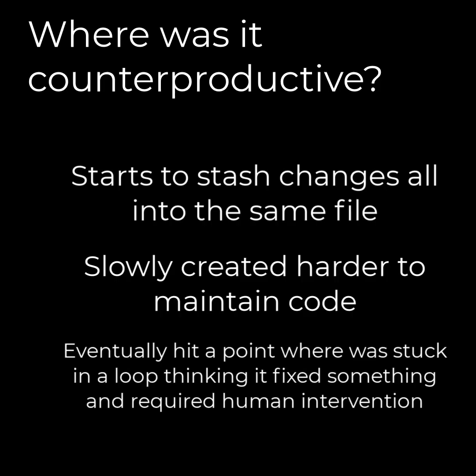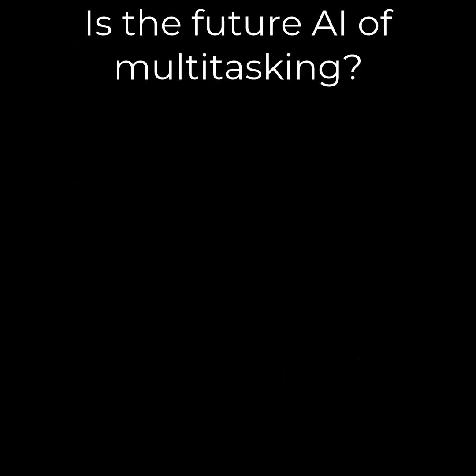Finally, it did get stuck in a point where it was in a loop and it just wasn't able to fix it without human intervention. In this case, I had to go through and help it better understand what it was doing, and it sort of helped to have it go and clean up its code to improve maintainability so that it would quit getting confused. All right, so is the future of AI multitasking?